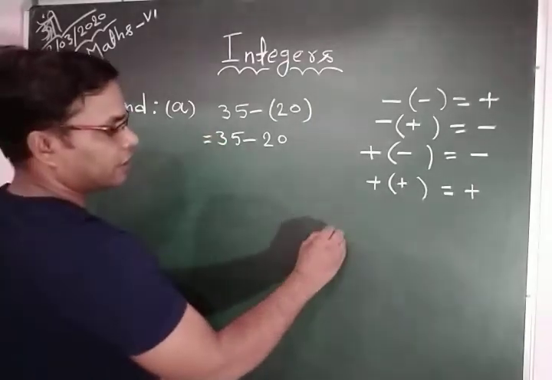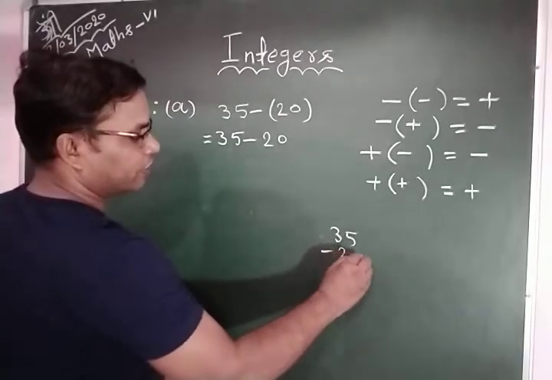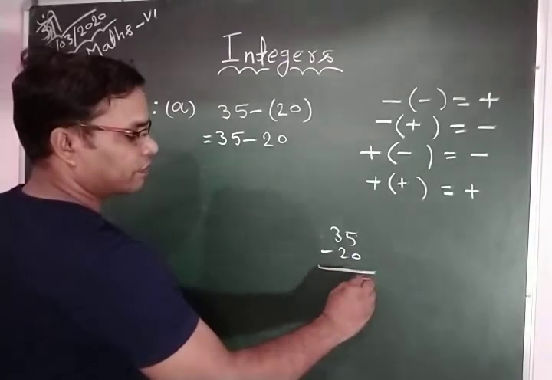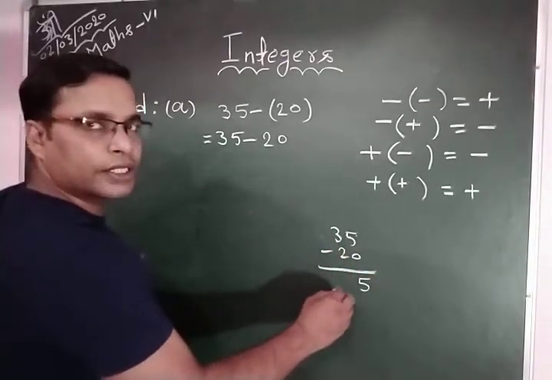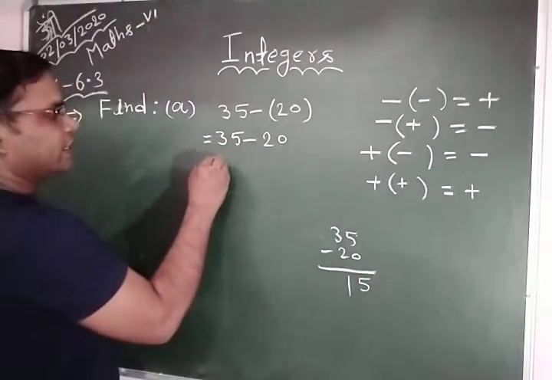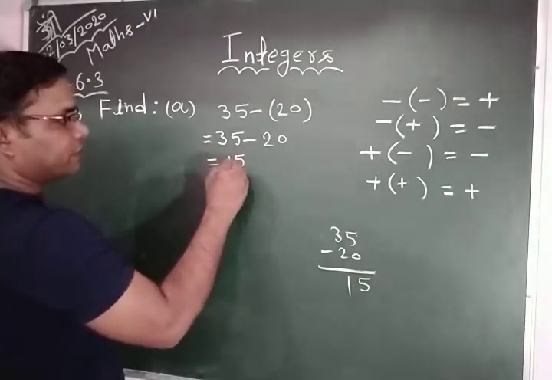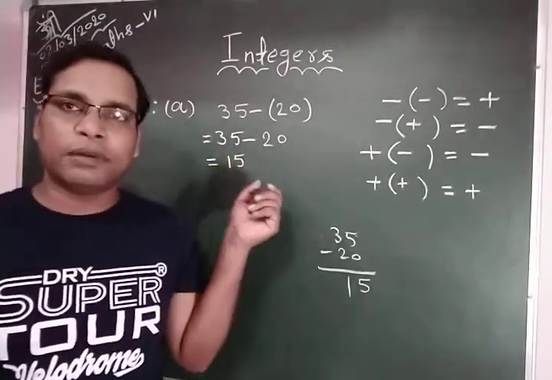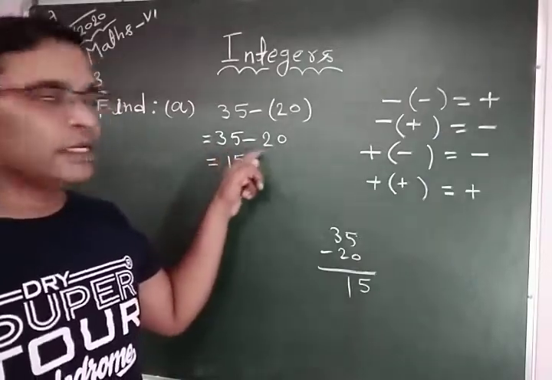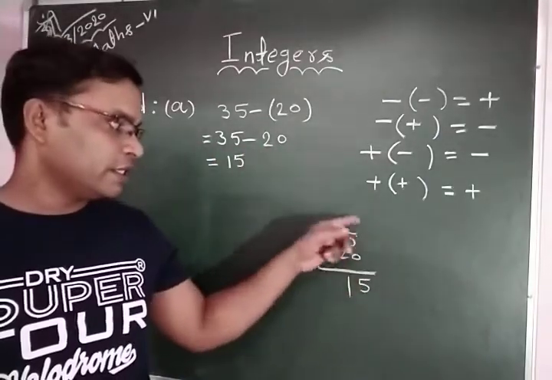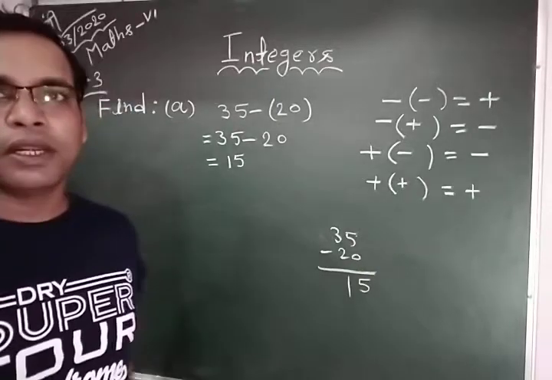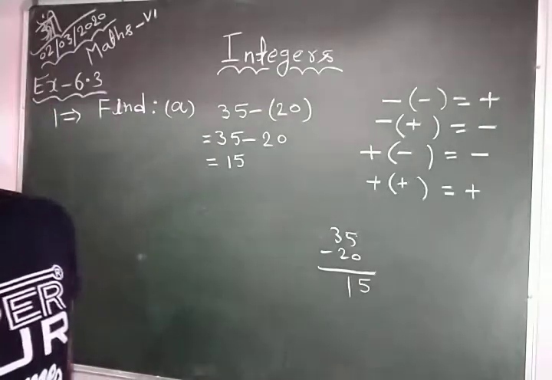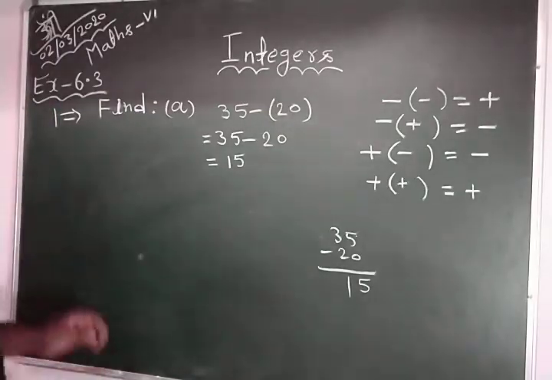If we subtract 35 minus 20, you obtain 5 minus 0, which is equal to 5, and 3 minus 2, which is equal to 1. So we can write here 15. In these methods of subtraction of two or more integers, this is called the horizontal method and this is the vertical method. Now the next part, B part of question number 1, is 72 minus 90.